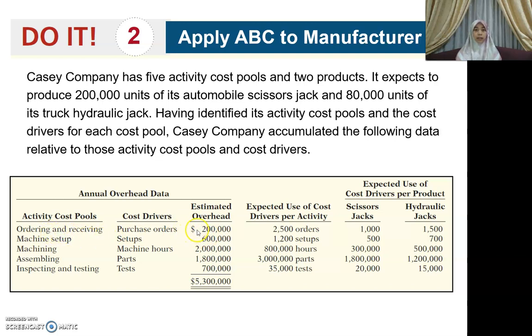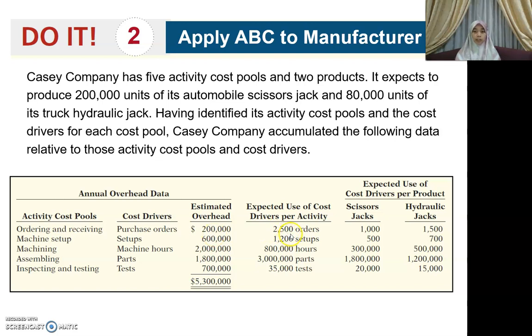And then you have 2 products, the scissors jacks and hydraulic jacks, and the total of the cost drivers per activity. These are the costs, and these are the activity cost drivers. In total, you have 2,500 purchase orders. The activity is ordering and receiving, and the cost driver is purchase order. This is the overhead cost, and this is the total number of orders.